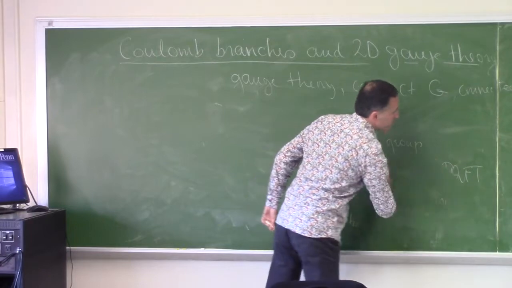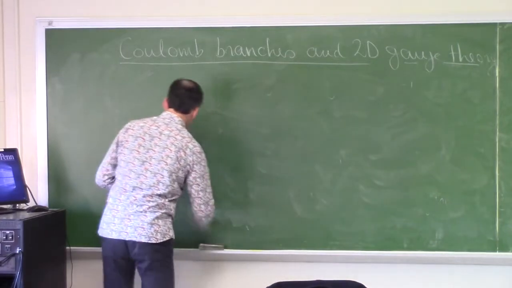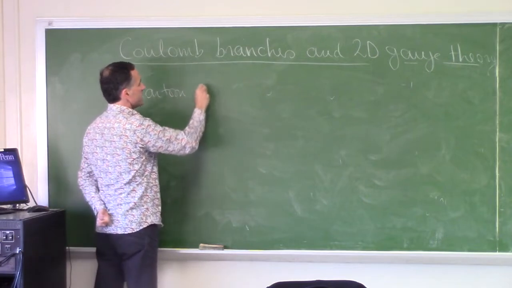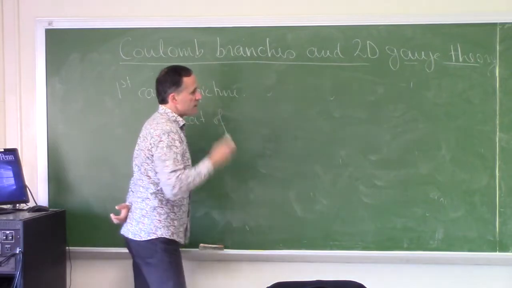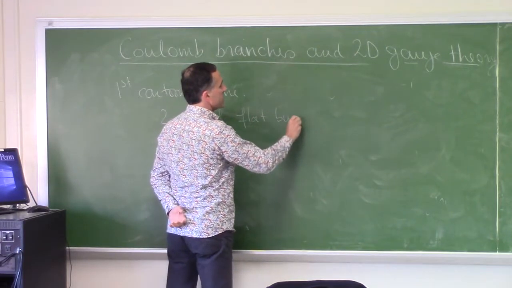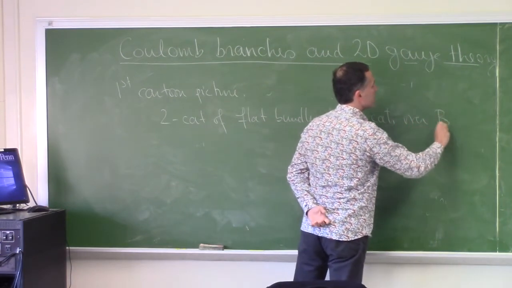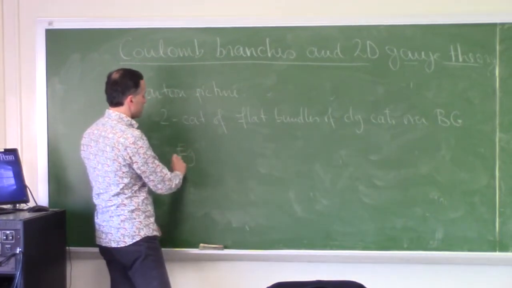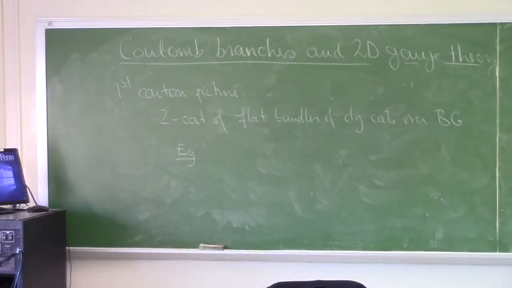So the first cartoon picture, which we'll stop at first, would be enough. It's a two-category of local systems or flat bundles of DG categories over BG. And again, at this level of precision, this is one way to make it precise; you could have made it precise here in this way too.